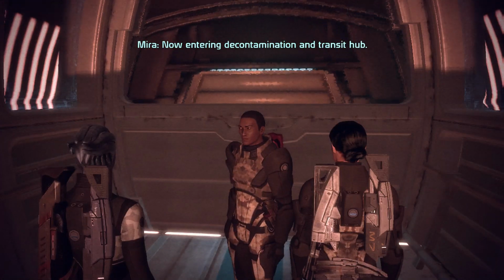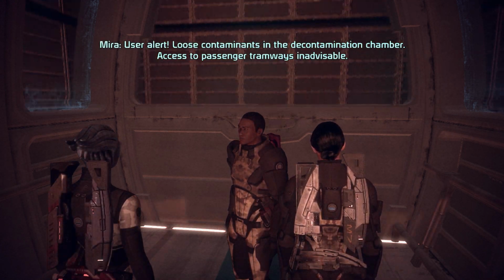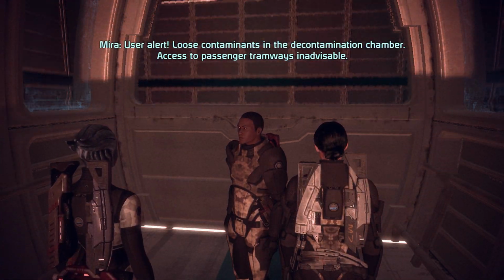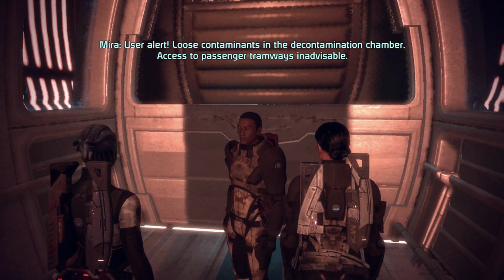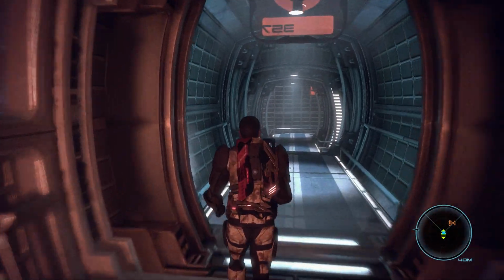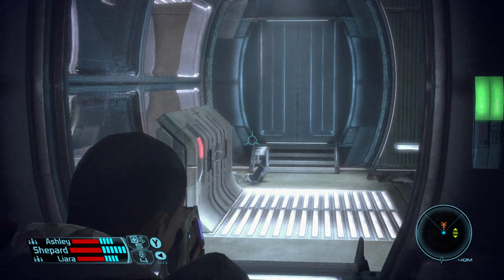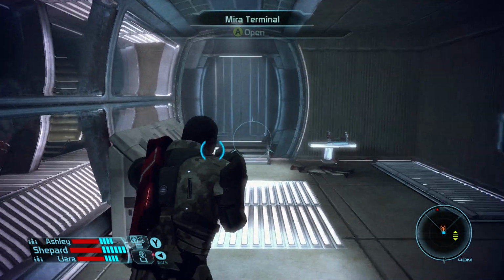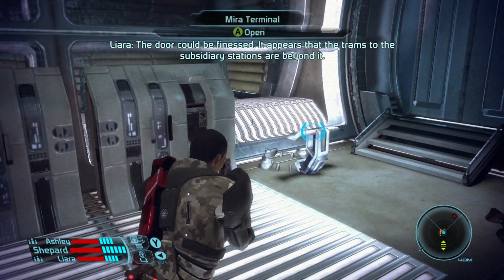Now entering decontamination and transit hub. User alert. Loose contaminants in the decontamination chamber. Access to passenger tramways inadvisable. They're locked in. The door could be finessed.